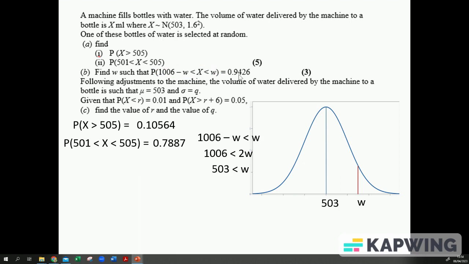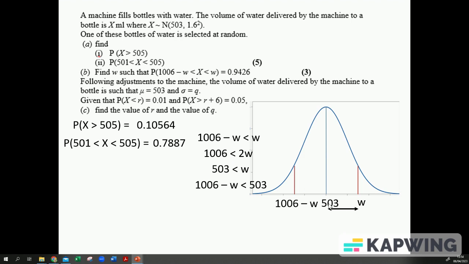So it's over here. Or you could just look at the 0.9426 and think, right, well, W's got to be bigger than the mean. I couldn't have an area to the left of W, with the area in between these two, of more than 0.5. And which means that the 1006 minus W has got to be less than 503. That's going to be to the left of the mean. Again, you could think about the 0.9426. So the 1006 minus W is over here.